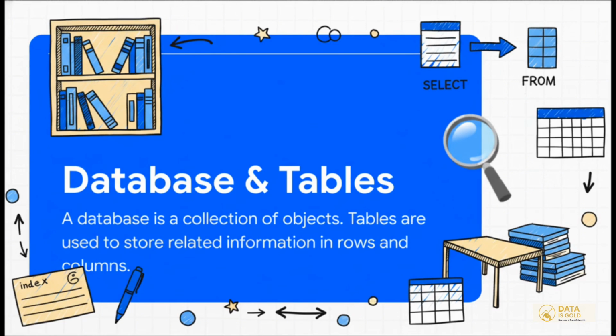So what is a database, really? Honestly, the best way to picture it is as a giant, perfectly organized library. And inside this library, you've got these things called tables. You can think of them as individual bookshelves, where each shelf holds a specific type of information. One for customers, one for products, and so on.